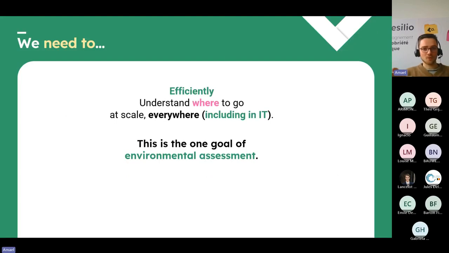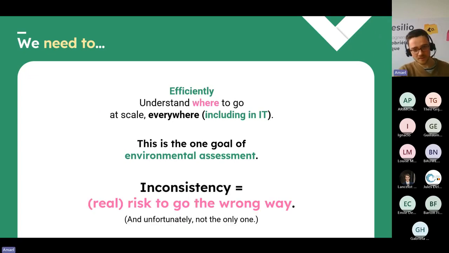So back to our topic. We need to efficiently understand where to go at scale, including in IT. This is the goal, the reason why we perform environmental assessment. Considering this, inconsistency is one of the most important risks of going the wrong way. Unfortunately, it's not the only one. I mentioned a bunch of them, but this is really a large one, which I want to insist on because few people are aware of it. It is really widespread, in my view, and causes a lot of trouble.